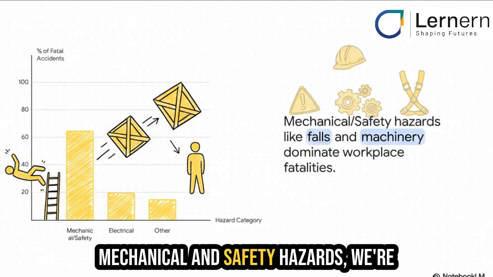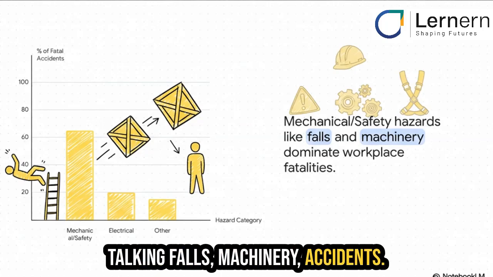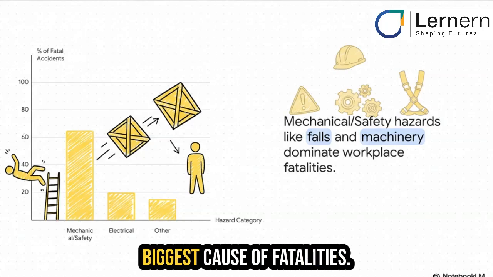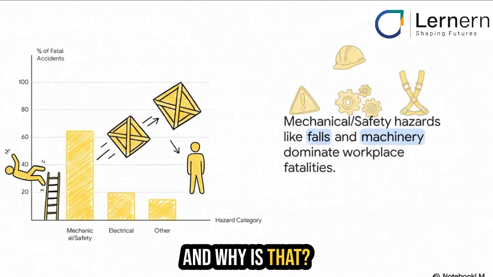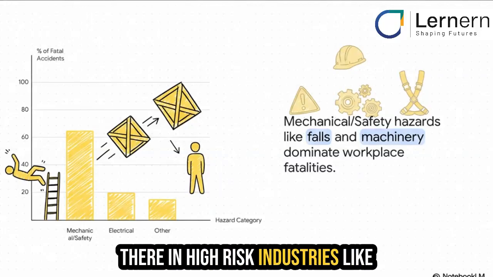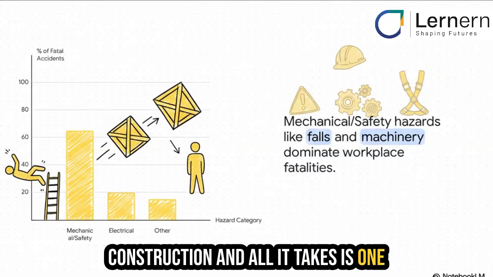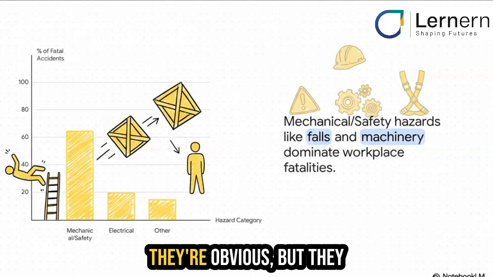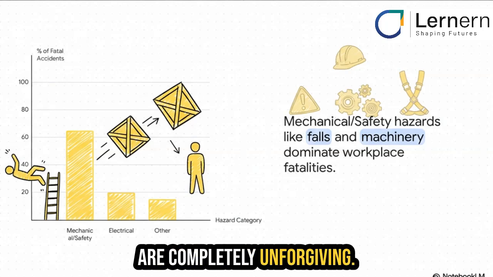Okay, when you look at what's actually killing people on the job, the data is just brutally clear. Mechanical and safety hazards, we're talking falls, machinery accidents, they are still, by far, the biggest cause of fatalities. And why is that? Well, because they're always there in high-risk industries like construction, and all it takes is 1 second of inattention for it to be fatal. They're obvious, but they are completely unforgiving.